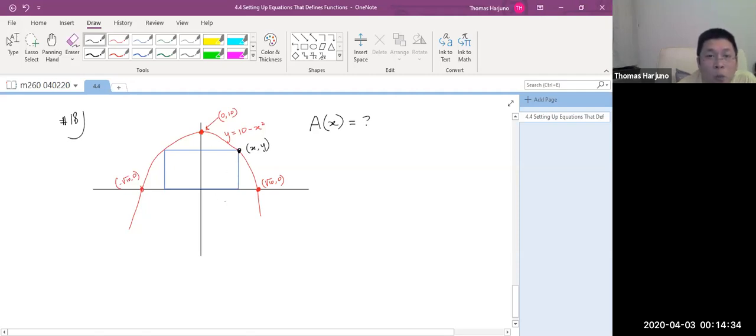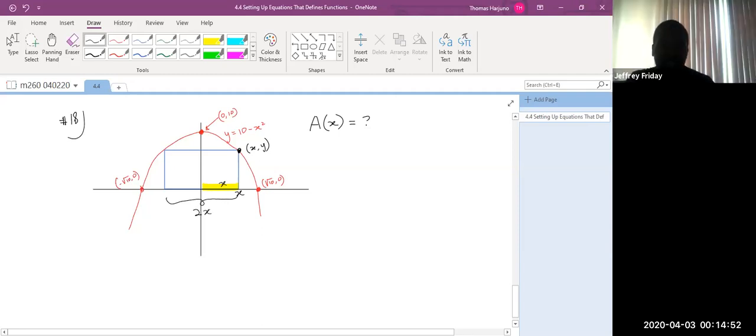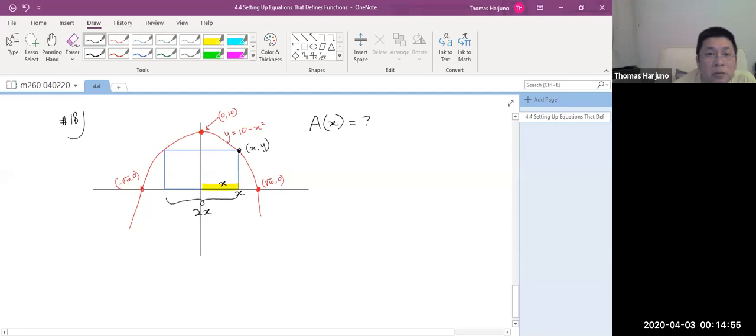Okay, let's start. If this is x, y, then I need to know what's the base, right? What is the base? This is x, this is x. So the base is 2x. How about the height? The height is y. So the area of the rectangle is equal to the base times height, which is 2x times y.